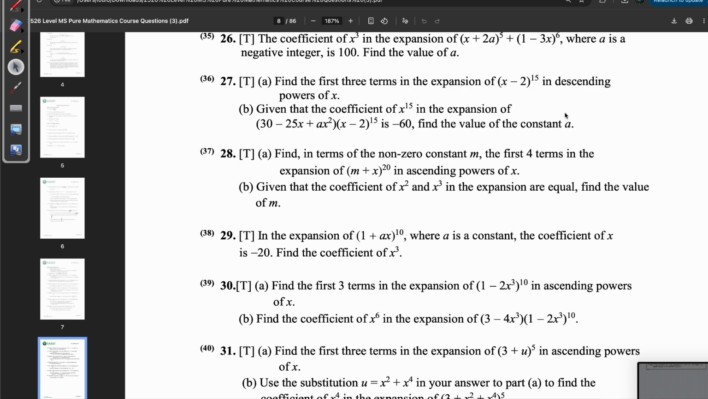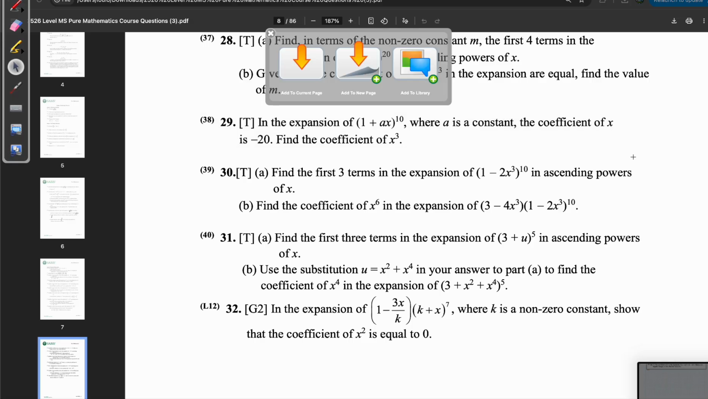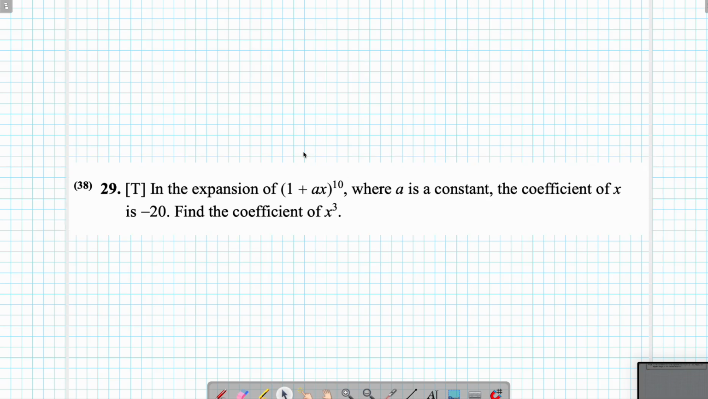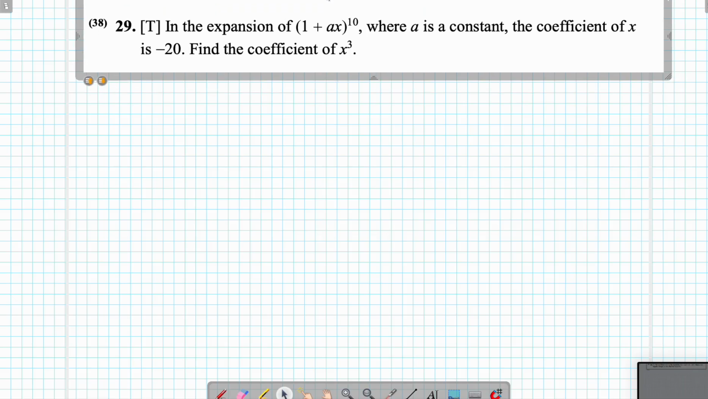Number 29. In the expansion of (1 + ax)^10, where a is a constant, the coefficient of x is -20. Find the coefficient of x cubed.